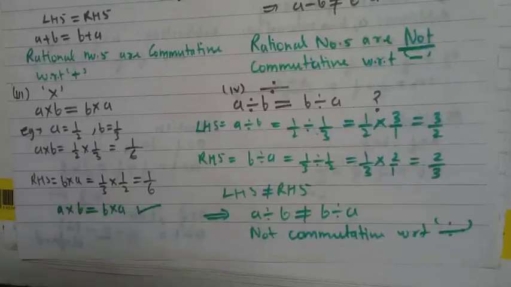Okay, hope you understood this property also. Now let's talk about the next property, the third property, that is the associative property.